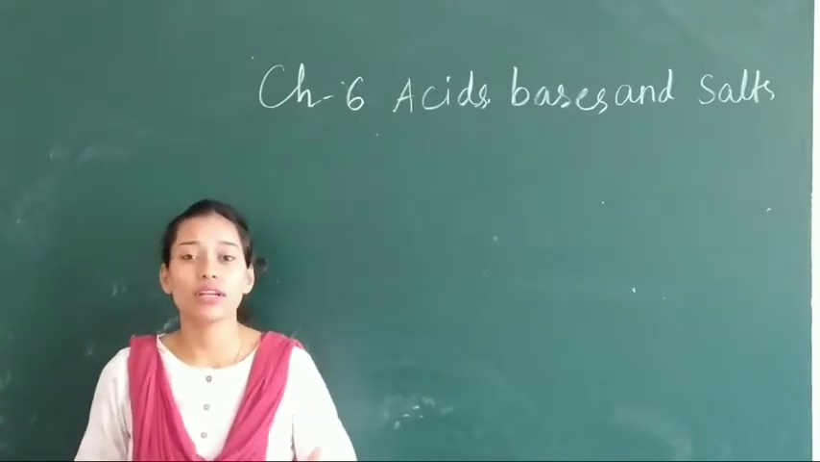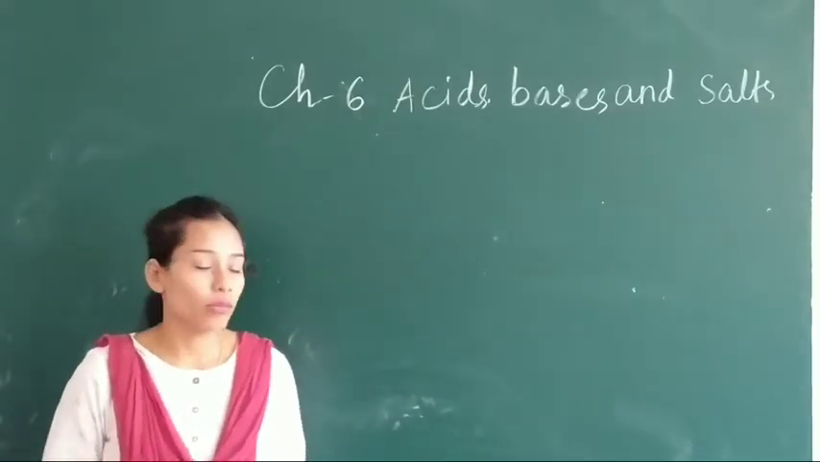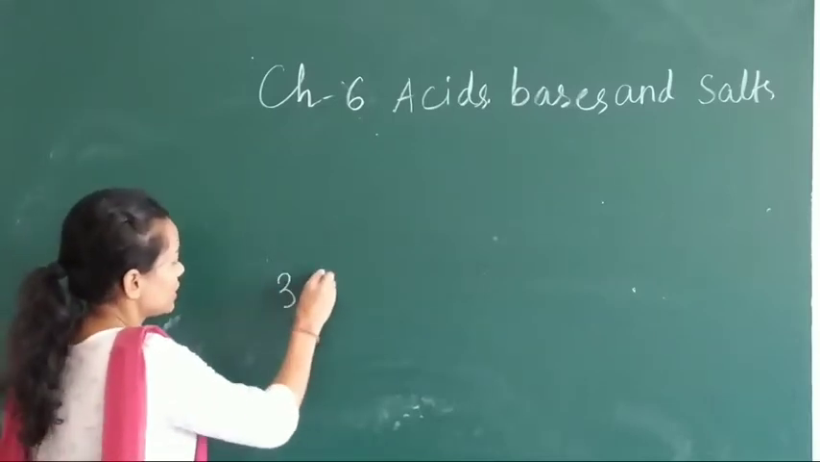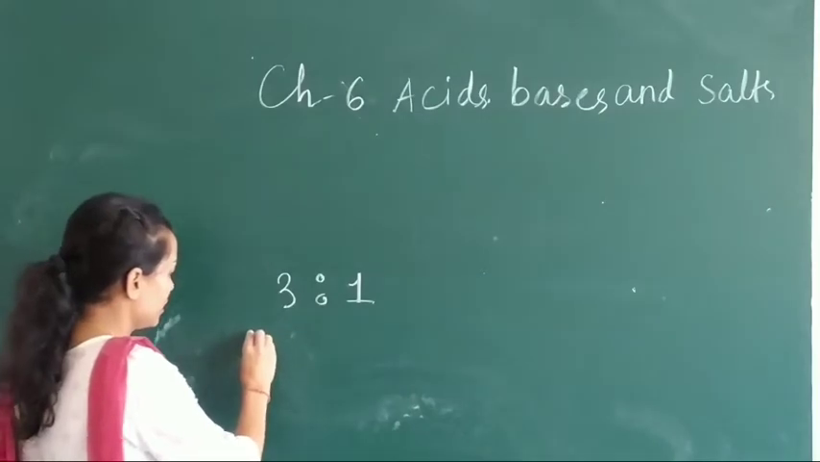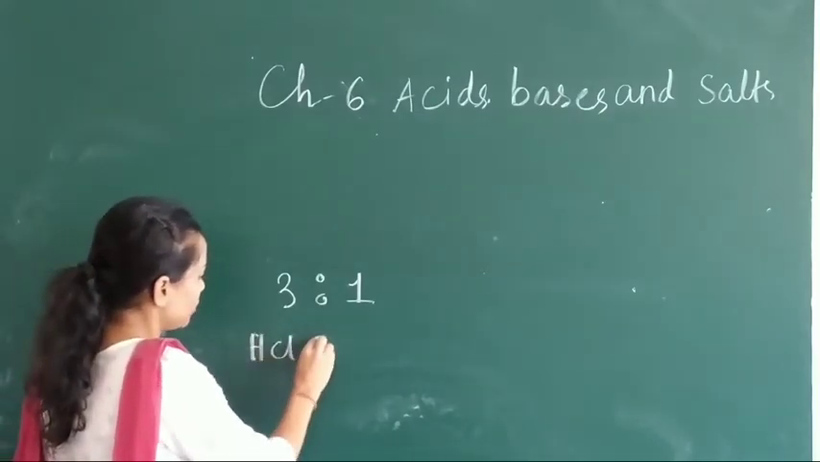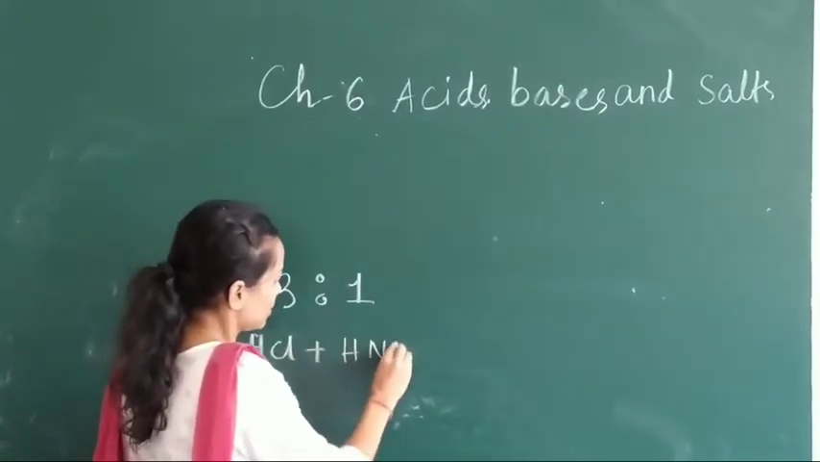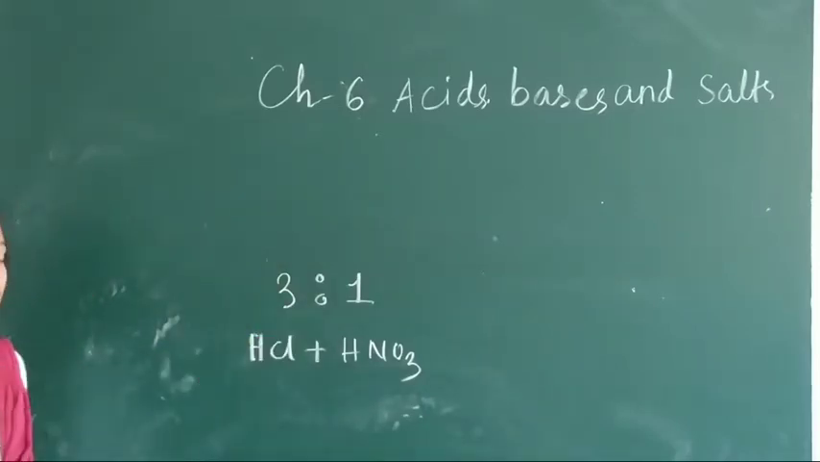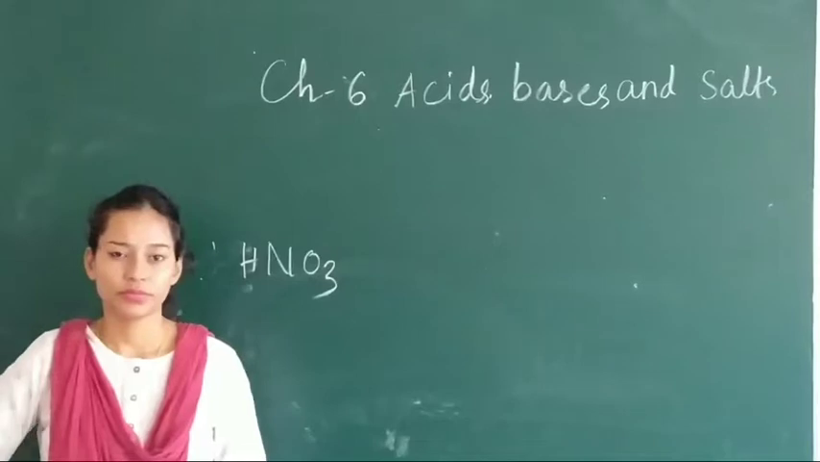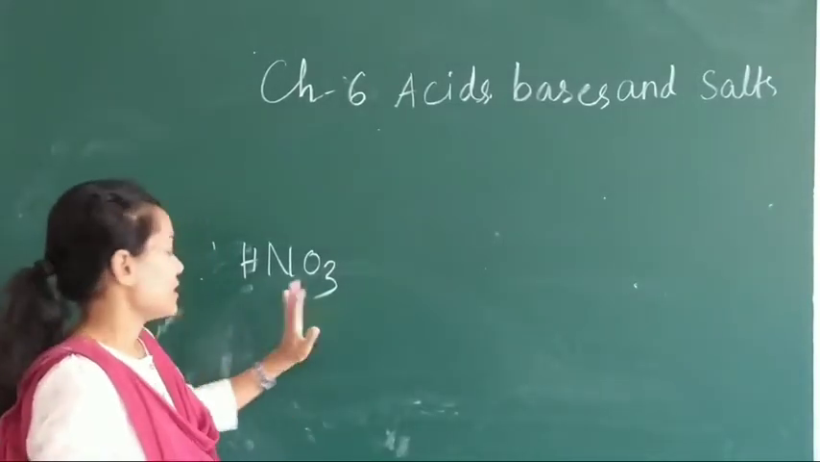Now you see what this aqua regia is made up of. It is made up of a 3:1 ratio of hydrochloric acid plus nitric acid, in the ratio of 3:1. Okay. Now see HNO3, nitric acid.